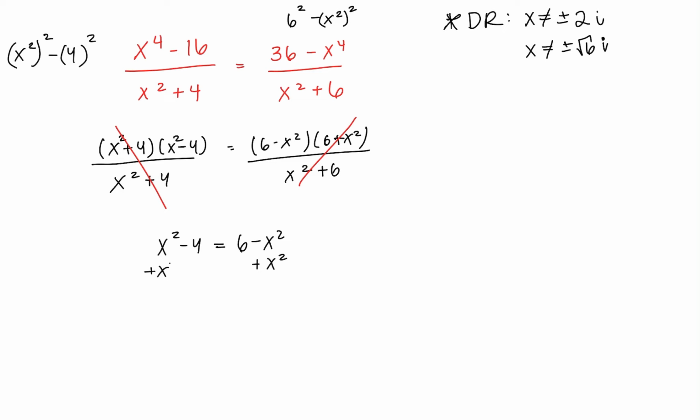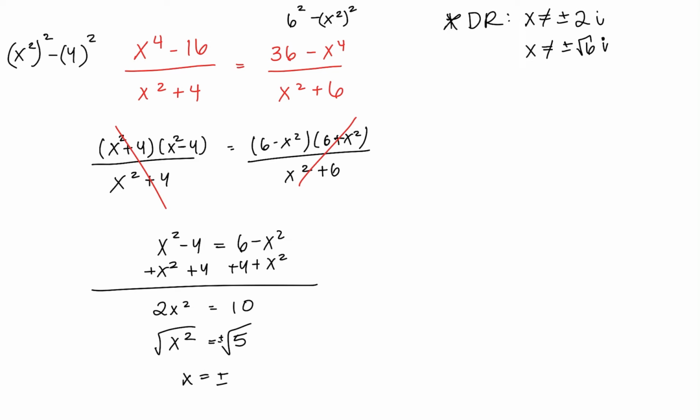So I will add x squared to both sides and add 4 to both sides. We'll end up with 2x squared equals 10. I will divide by 2 and get x squared equals 5, and I'll take the plus or minus square root and get that x equals plus or minus root 5. Now that is not one of my domain restrictions, so I know that x equals plus root 5 and x equals negative root 5 are solutions to my equation.